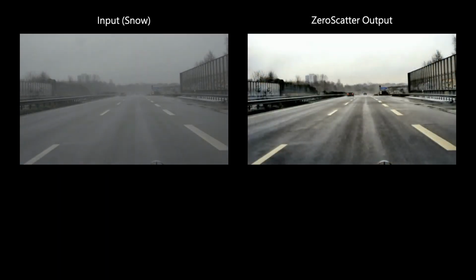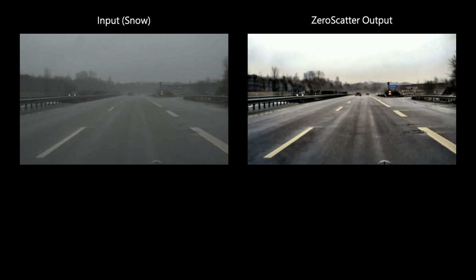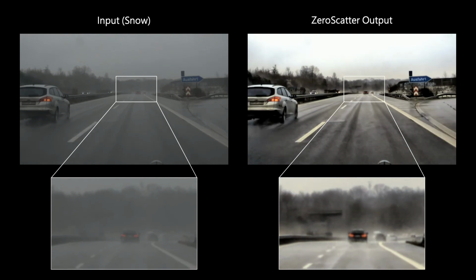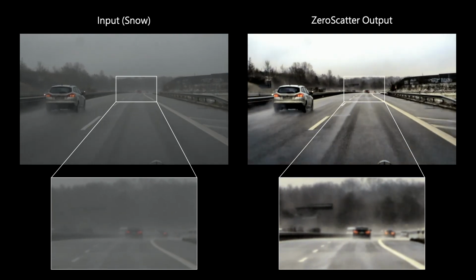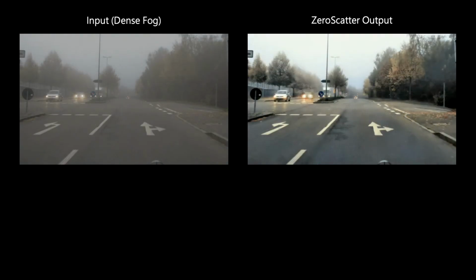This is a highway scene where it is snowing. ZeroScatter removes the scattering media and allows us to see further into the distance. This is another dense fog scene. ZeroScatter significantly reduces the haze and shows a better view of the intersection up ahead.